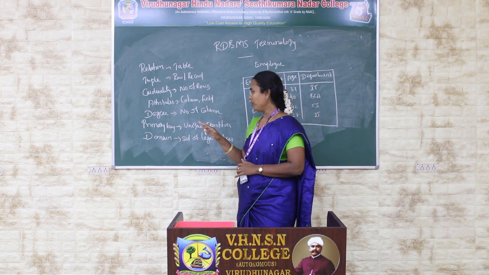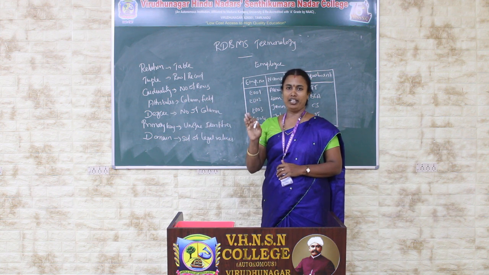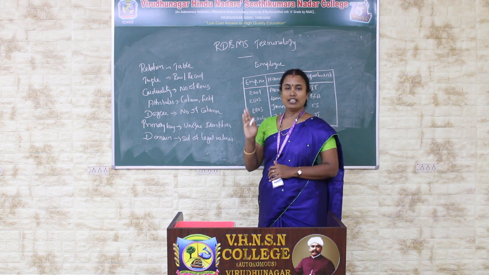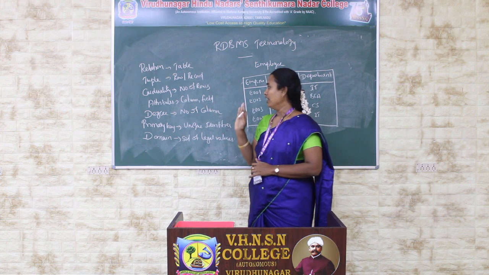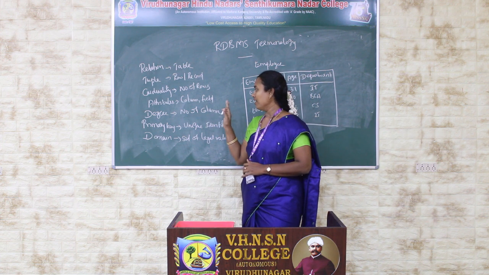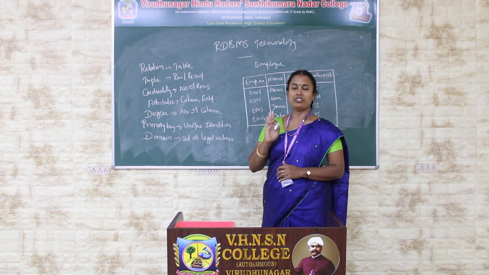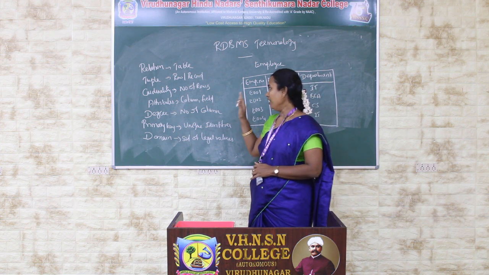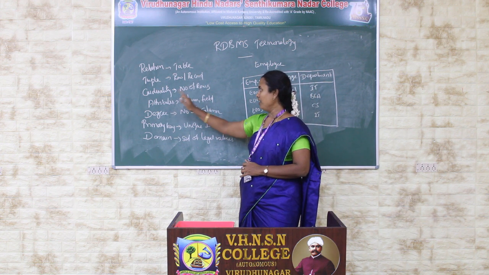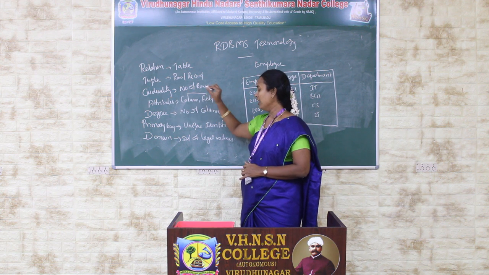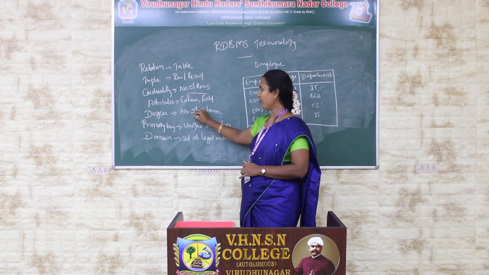Attributes. What are attributes? The number of columns or fields we use in the table can be called the attributes. Degree. Degree means how many columns we use in the table. Cardinality and degree, don't confuse them. Cardinality specifies the number of rows. Degree specifies the number of columns.